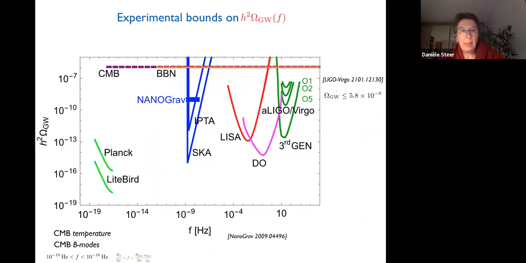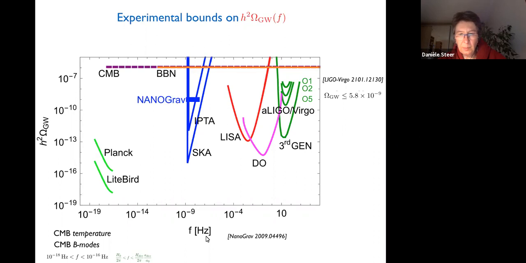Okay. So the next question: what are the existing experimental bounds on the stochastic gravitational wave background? Here I've multiplied by this factor of little h squared from the uncertainty to have something which is independent of the precise value of the Hubble constant. So h squared omega gravitational waves. The y-axis is h squared omega gravitational waves as a function of frequency.